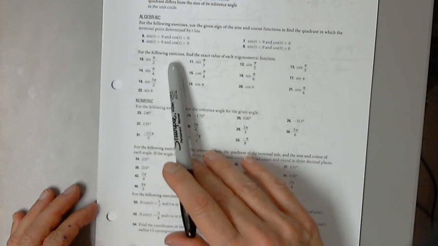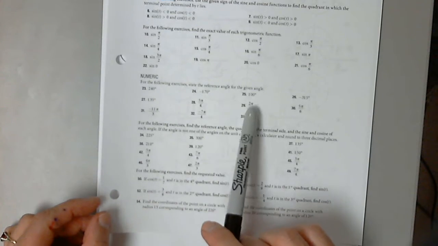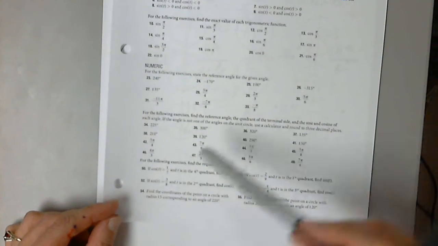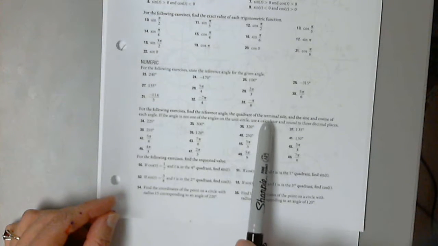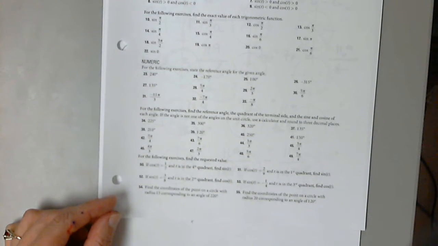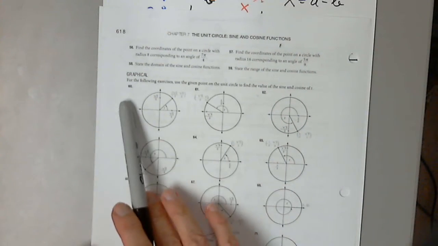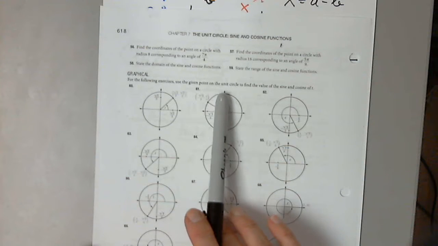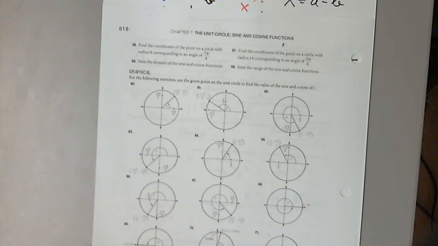So it says for the following exercises, find the exact value of each trig function. We're past that, but we can choose. For the following exercises, state the reference angle. We're past that, but we can choose. I'd like a combo of these. For the following exercises, find the reference angle, the quadrant, that's it, and the sine and cosine for each angle, and we will determine the other ones as well. So this is what I would like us to choose from. And then we can move on to, for the following exercise, use the given point on the unit circle to find the value of sine and cosine. So we'll do that too.